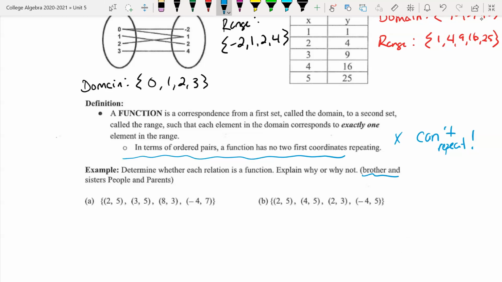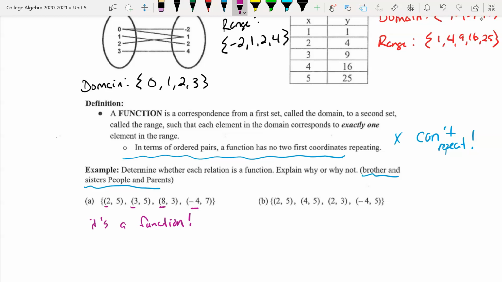There's an example I'm going to talk about from the Hawks. It's kind of confusing, but that's besides the point. So this first one, they give you a set of ordered pairs. So (2, 5), (3, 5), (8, 3), and then (-4, 7). So all I need to look at is the x values to determine whether it's a function or not. So my x is the first value in the coordinates. So 2, 3, 8, -4. None of them repeats, so this is a function. And you would say why? Because the x doesn't repeat.